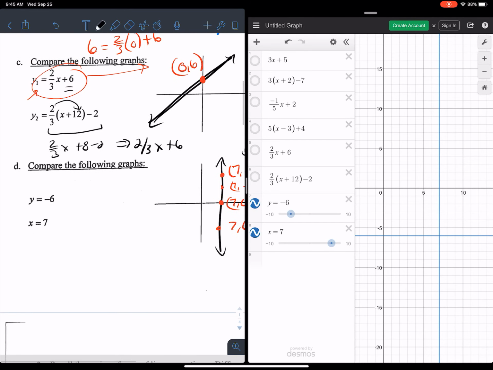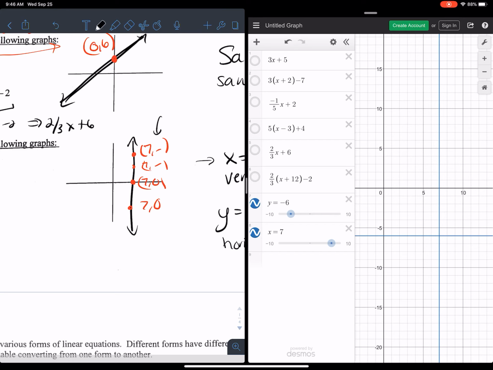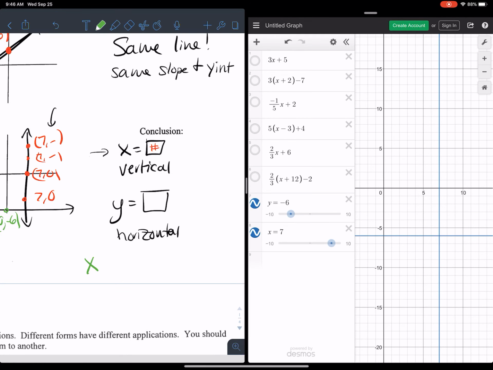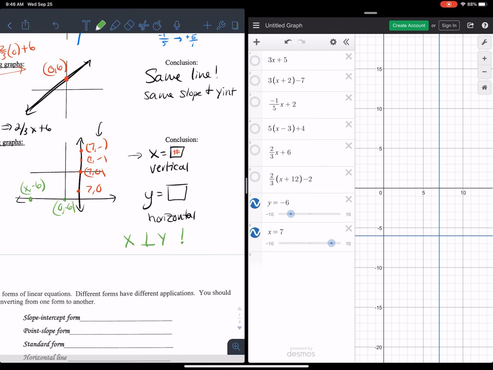And it's really for the same reason. So at negative 6, if I plot some points, (0, negative 6), or whatever this x value is, it has the y value of negative 6. So the rule is all the y values are negative 6. And just recall x is perpendicular to y, right? Or vertical lines are perpendicular to horizontal lines.